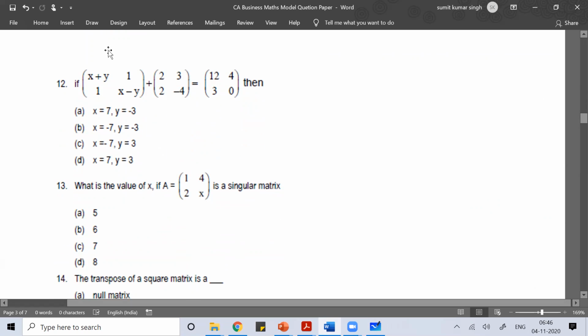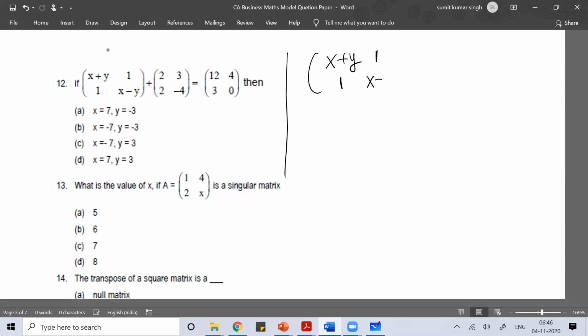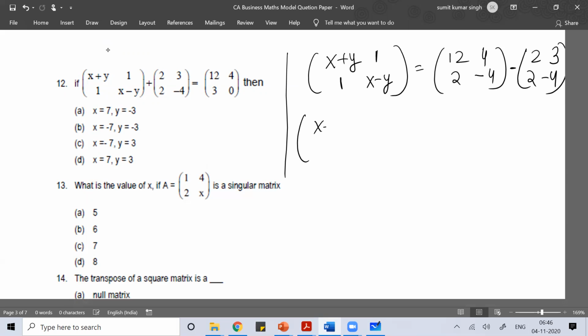Now see question number 12. This is a problem on matrices. x plus y, 1, 1, x minus y. If you bring this side, it becomes 12, 4, 2, minus 4, minus 2, 3, 2, minus 4. So I can write this as x plus y, 1, 1, x minus y is equal to 12 minus 2, which is 10, 4 minus 3, which is 1, 2 minus 2, which is 0, and minus 4 minus 4.